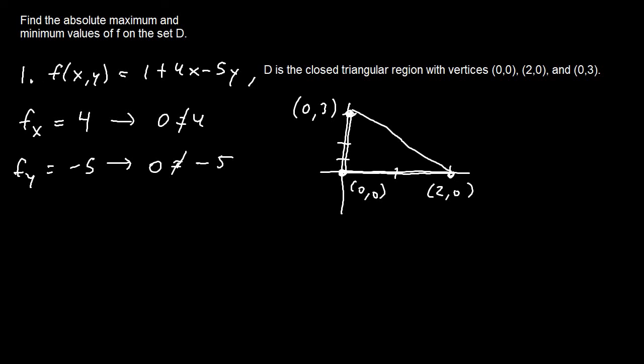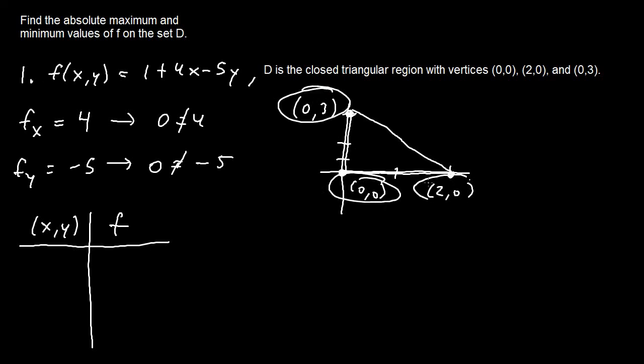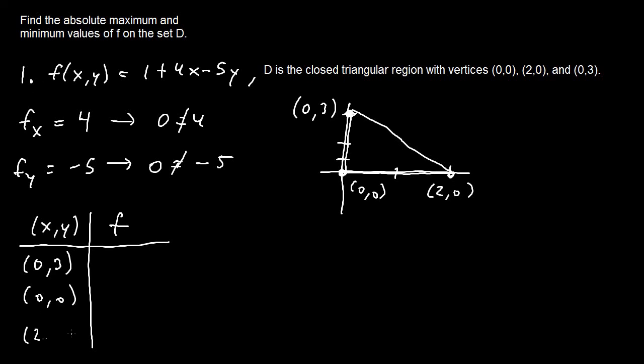So now we need to make a chart that's similar to finding the local max and mins, but it's a little bit simpler because there's only 2 columns. The first one is for the xy coordinate points, and the next column is for the actual value of f, the value of the function when we plug in those points. In the xy column, we need to put all critical points and all endpoints. The triangle has 3 endpoints, and since there are no critical points, we don't need to worry about that. So the 3 endpoints of the triangle: (0, 3), (0, 0), and (2, 0).